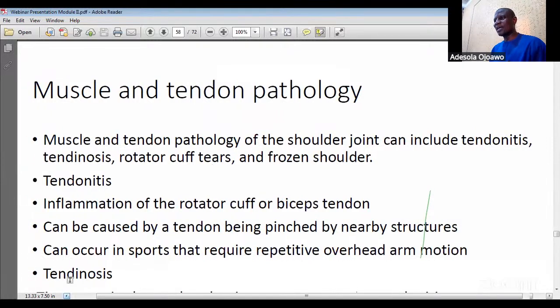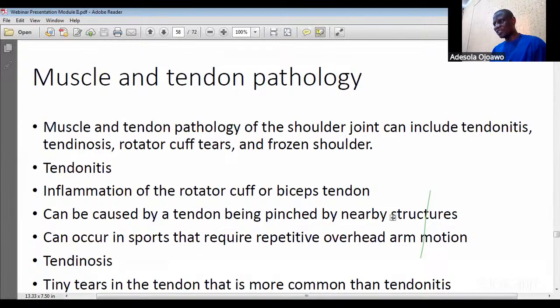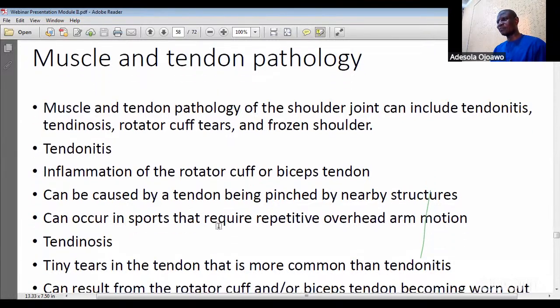All right. There's muscle and tendon pathology as well. I think we have only a few slides more to cover that. We have tendonitis, we have tendinosis, we have rotator cuff tears, we have frozen shoulder. For tendonitis, that's inflammation of the rotator cuff or biceps tendon. It can be caused by the tendon being pinched by nearby structures, and can occur in sports that require repetitive overhead arm motion.